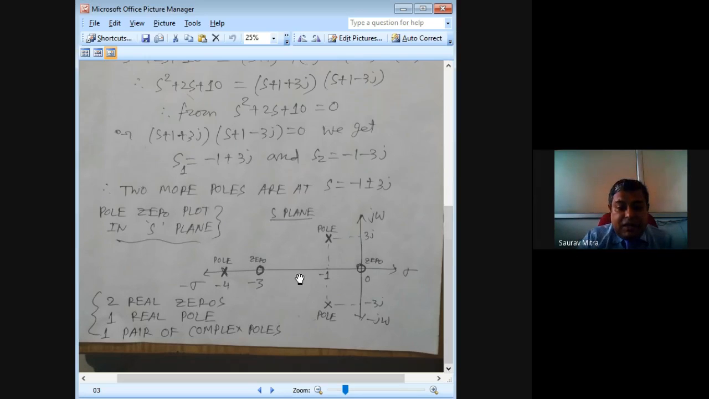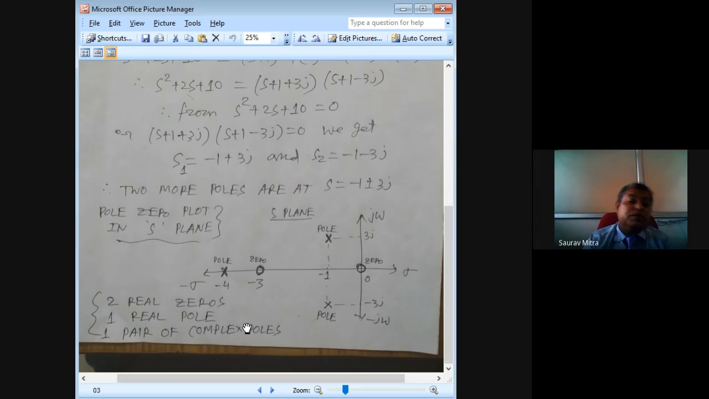As it is a 3rd order system, there will be 3 poles. One is a real pole, 2 are complex poles, and there are 2 zeros. One is at minus 3, another is at 0. So this is what is called the pole zero diagram, and here the gist is given. Gist means together you are showing the whole thing in a very small manner. So 2 real zeros, one is at 0, another is at minus 3. One real pole which is at minus 4, and one pair of complex poles.